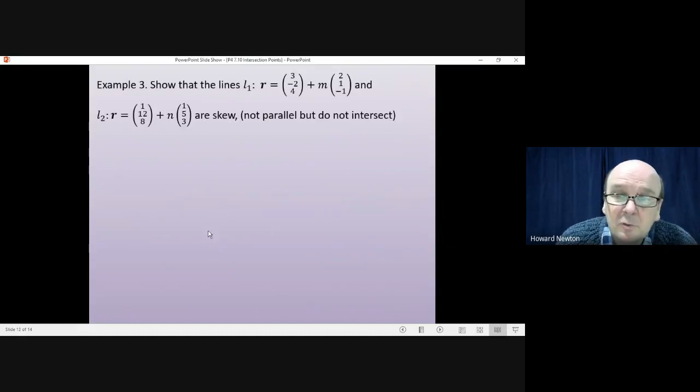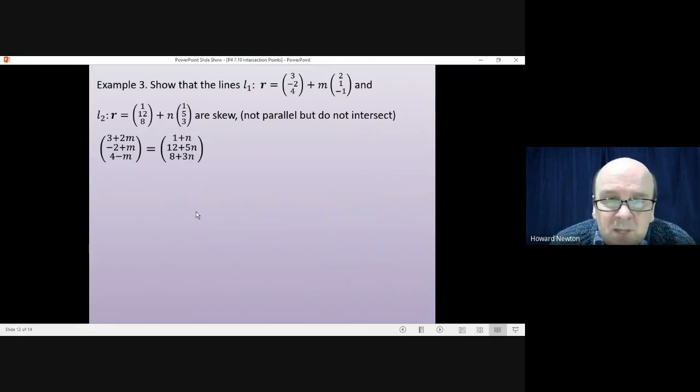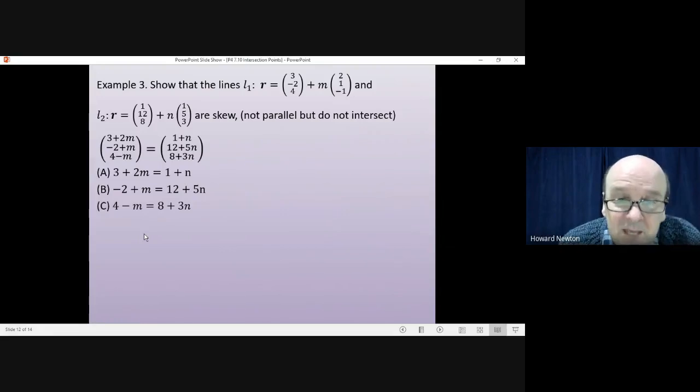And I use the normal method for that. So writing down the equation of the first line as a single column vector would be that. The equation of the second line as a single column vector would be that. And again, I'll get three equations in i, j, and k. The first one is that for the i values. The second one is that for the j values. The third one is that for the k values.